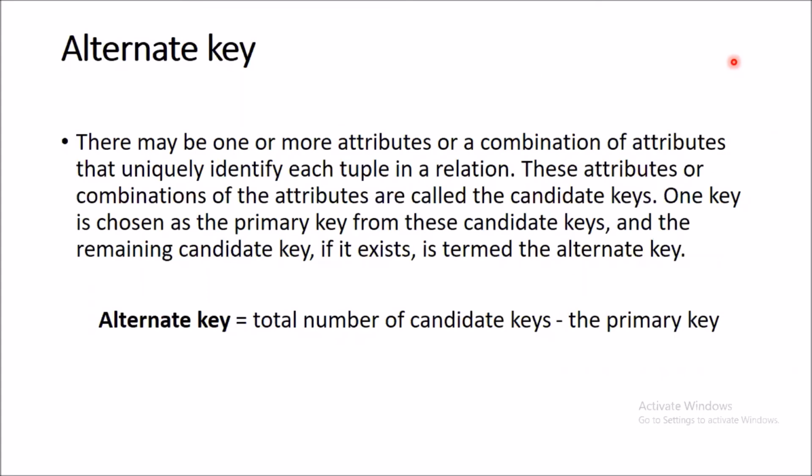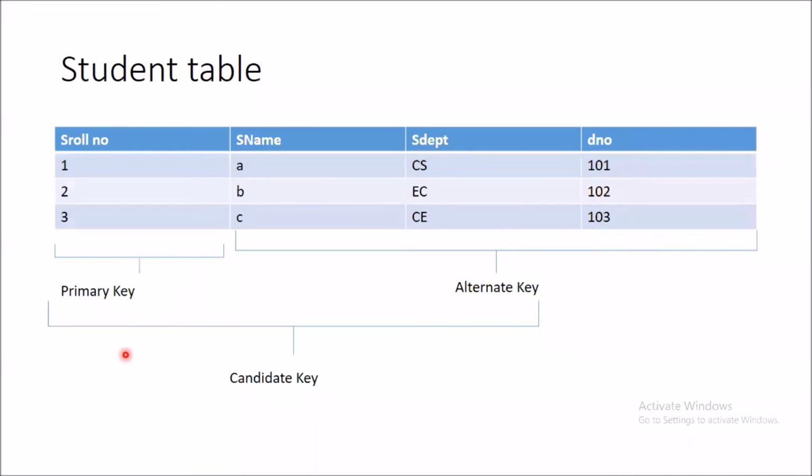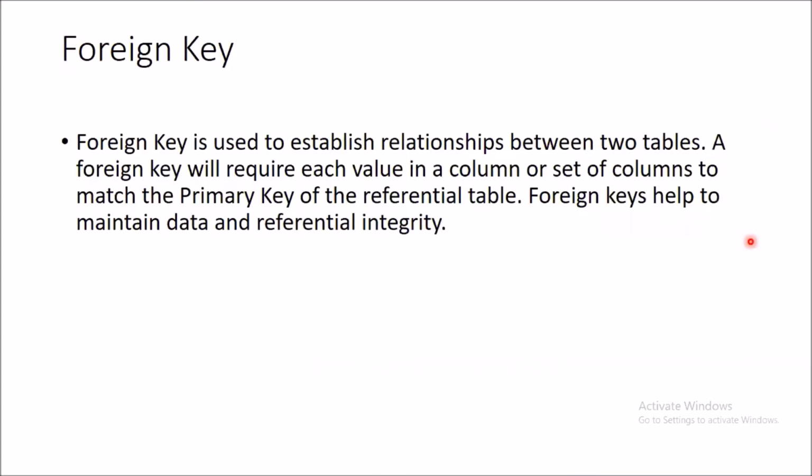Now next is alternate key. There may be one or more attributes or combinations of attributes that uniquely identify each row in a table. These attributes or combinations of attributes are called candidate keys and we choose one of those candidate keys as the primary key, and the remaining candidate keys, if they exist, are termed alternate keys. In a simple way, the total number of candidate keys minus the primary key is called the alternate keys. Here you can see in this example, student roll number is a primary key and the remaining keys are alternate keys.